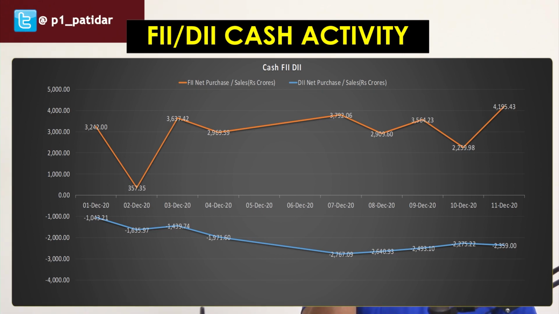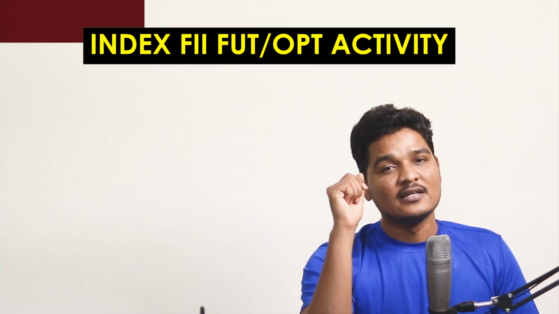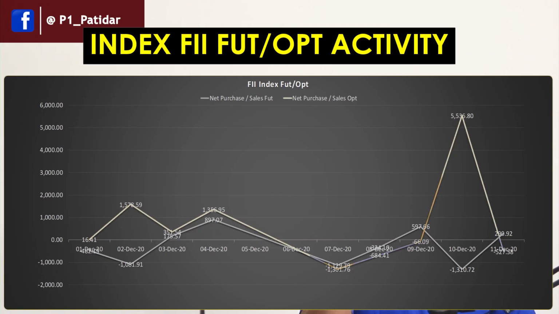Now let's analyze future and option data of FIIs. If you will see here future and option data of FIIs, then you will be able to say that they are reducing their positions on future market as well as in option market. Well, if they are reducing their positions in future and options, then where are they investing their money? Well, they are investing in cash segment. It means in equity segment. So in equity segment, they are buying heavily.